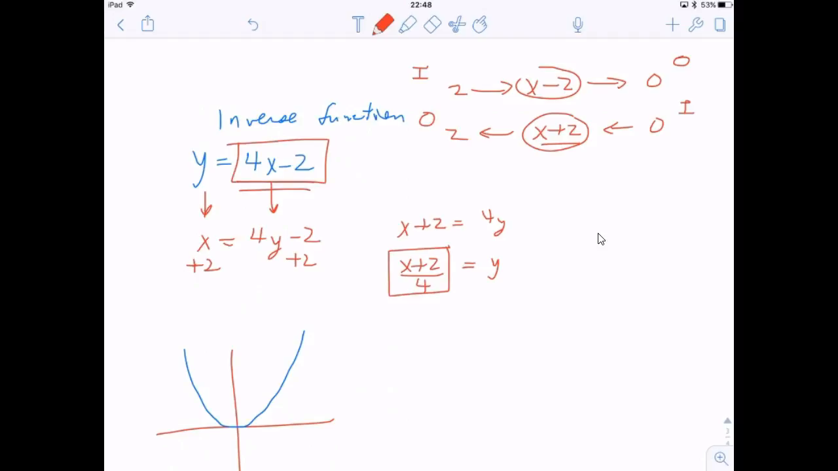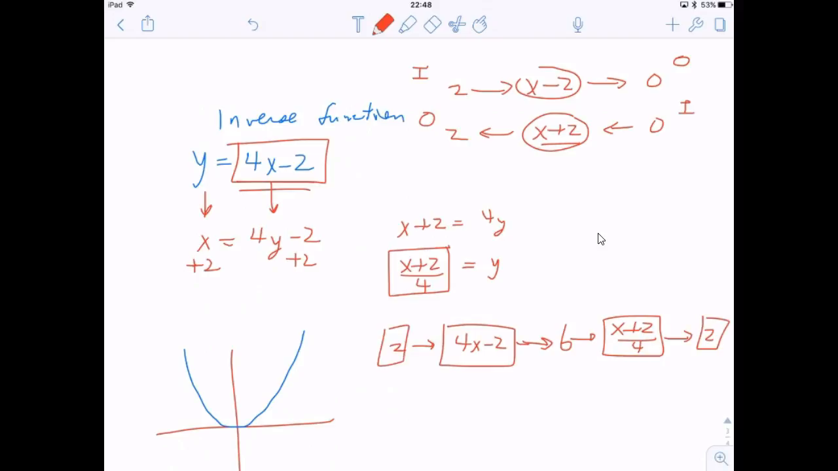Can we make sure? Sure we can. So we're going to take a value, for example 2, and put it in the function 4x minus 2. That'll give us 2 times 4, which is 8, minus 2, which is 6. And then we're going to put it into the inverse function, which is (x plus 2) divided by 4. We get 6 plus 2, which is 8, divided by 4, which is 2. And we just got the same thing back again, so it worked. Okay? So these are indeed inverse functions. So the first step to finding an inverse function is to switch x's and y's. And then the second step is to solve for y. Okay?